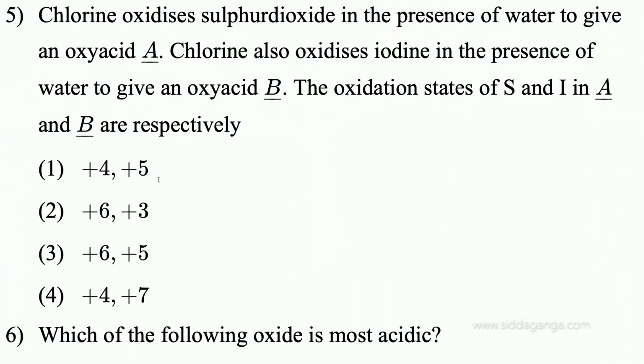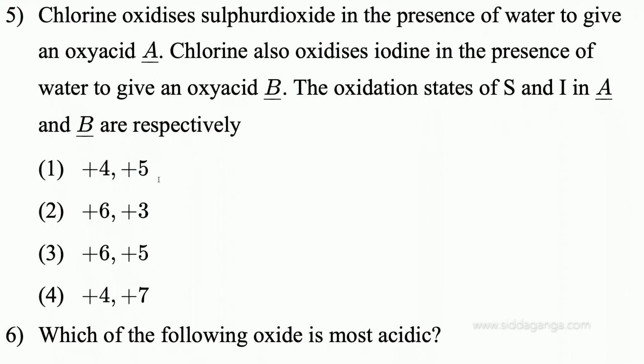Chlorine oxidizes sulfur dioxide in the presence of water to give an oxy acid A. Chlorine also oxidizes iodine in the presence of water to give an oxy acid B. Find the oxidation states of sulfur and iodine in A and B.